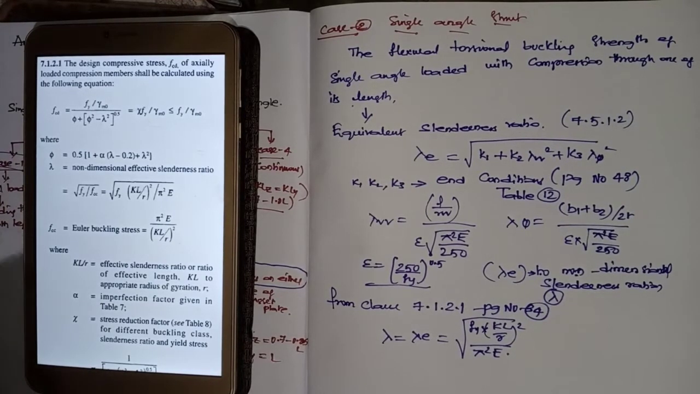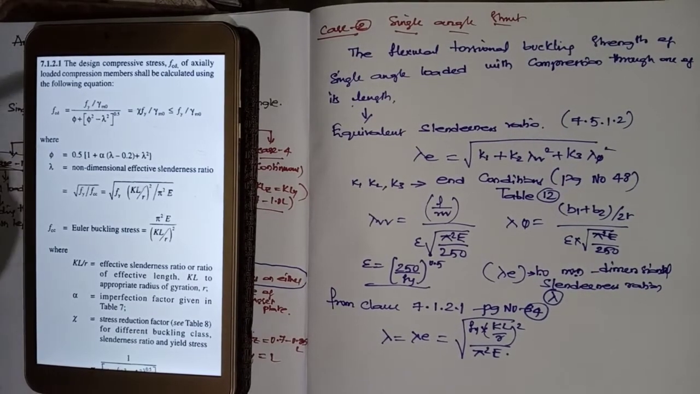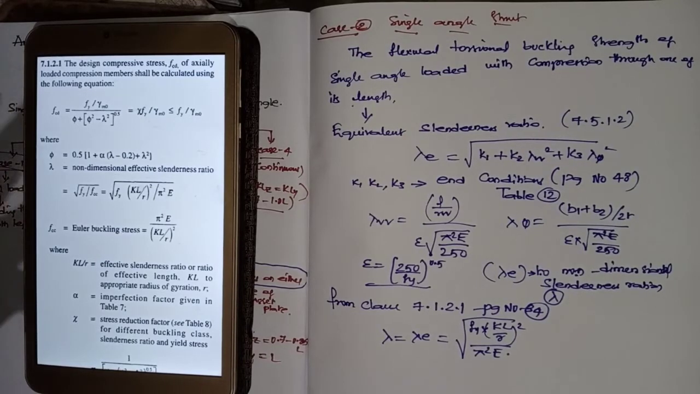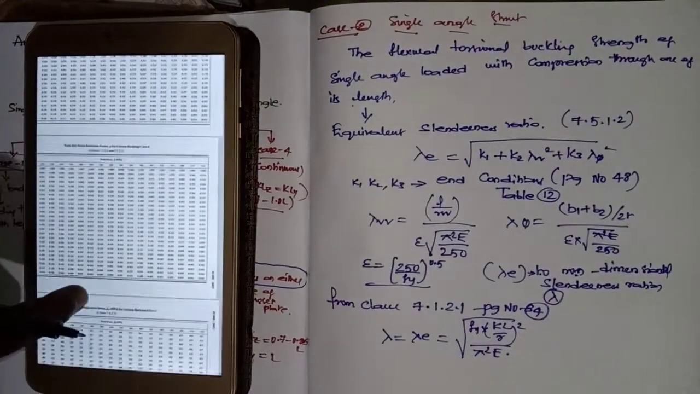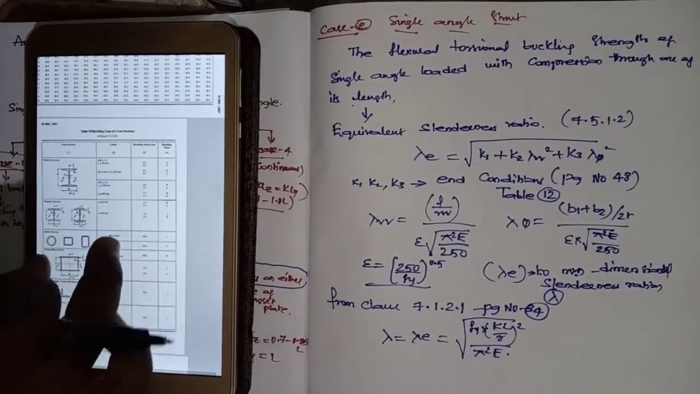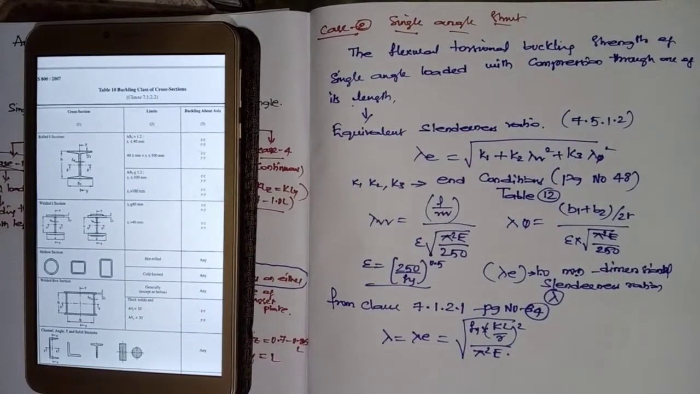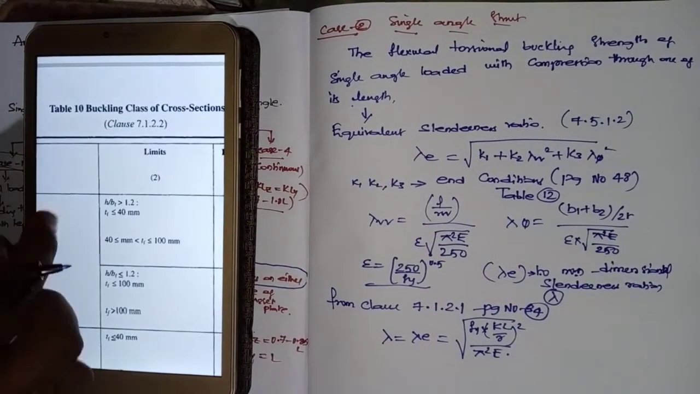Now once you have got the effective length, what do you have to do? You always visit table number 9C. Why am I saying always 9C? Any built-up section or angle section is buckling class C only, as per table number 10 of page 44, IS 800 2007. Let me show you here. See, as per table number 10, this is table number 10.